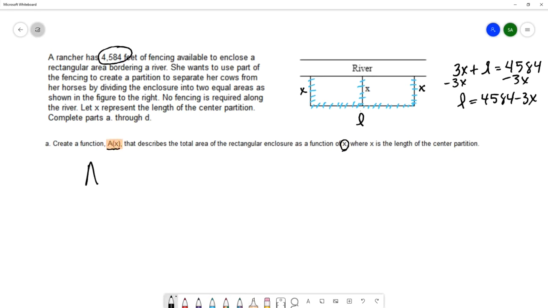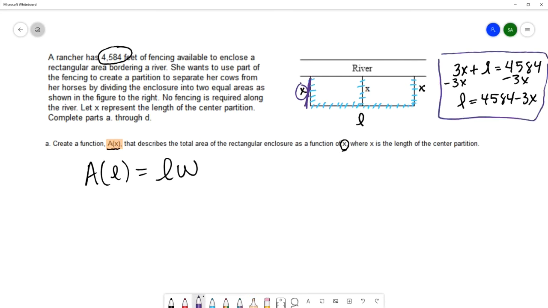The reason I've done this is that, remember, we're trying to describe the area. And the area of a rectangle is the length times the width. And we have the width of the rectangle here, which is x. And now with that work that I've done here, I was able to write the length in terms of x as well. So we're going to write this as the length, 4,584 minus 3x, times the width, that's x.